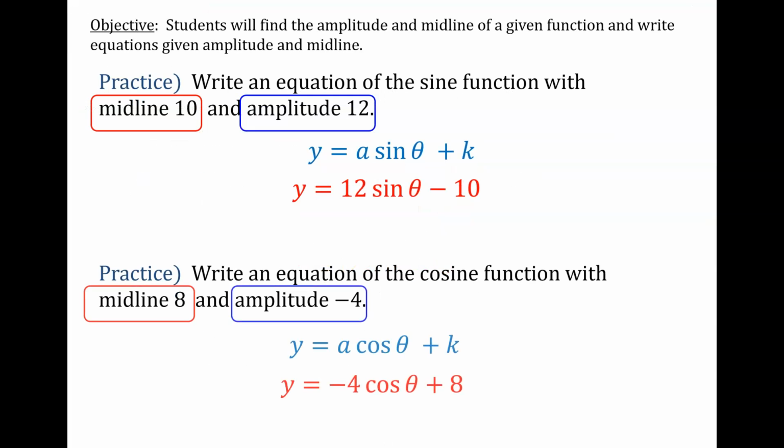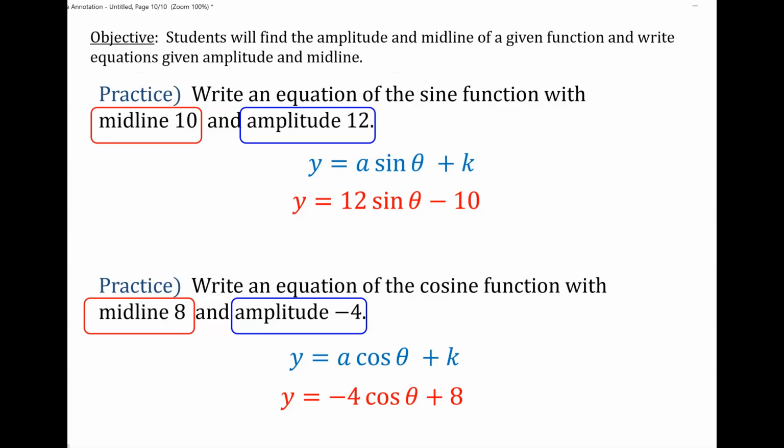For the second one, it's a cosine function. Midline is positive 8. It is positive there, so that's good. And then the amplitude is negative 4. My answer is wrong in the first one here. This is supposed to be plus 10, not negative 10, because the midline is positive, okay?